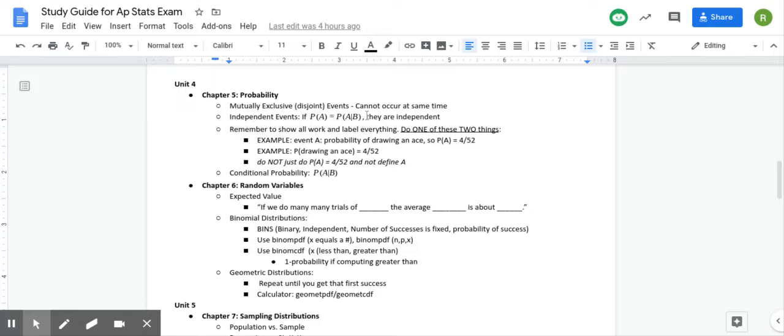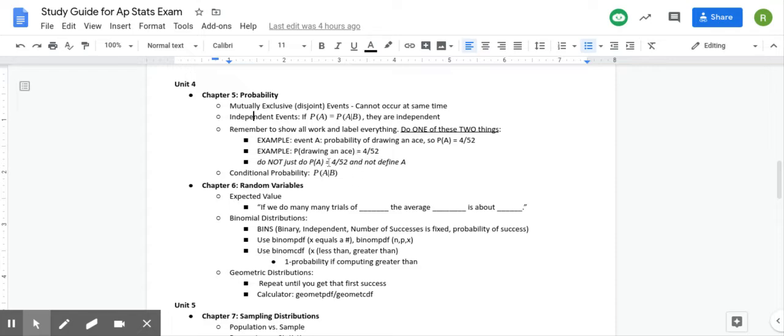More often than not, these problems end up being not independent. So you will probably find that the probability of A is not equal to the probability of A given that B is occurring, which would mean they are not independent. And you would have to show that through the math.